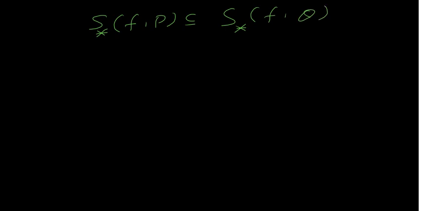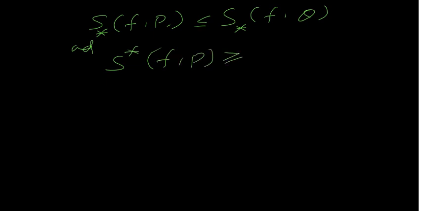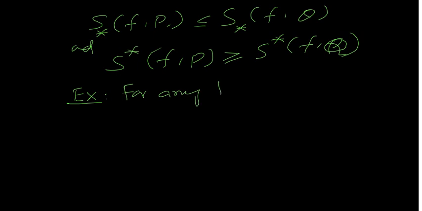The lower sum of fP is less or equal to, sorry, this is less or equal to, the lower sum of fQ, and the upper sum will decrease. Upper sum of fP is greater or equal to the upper sum of fQ. It will not increase, but the lower sum will increase under refinement. This is Q here.